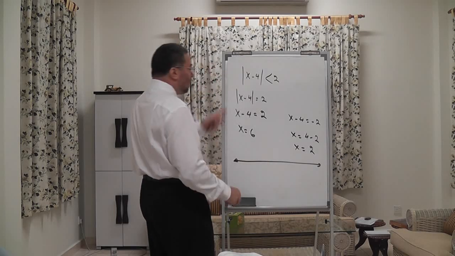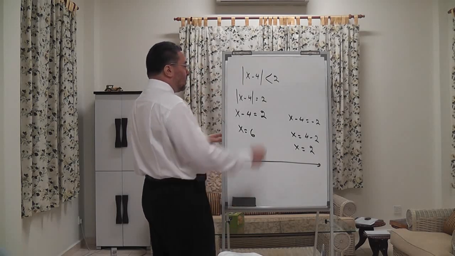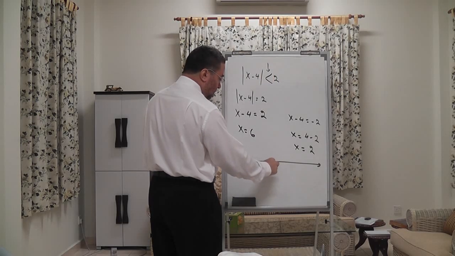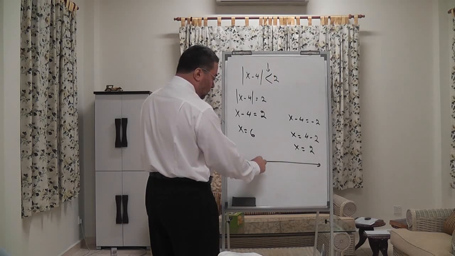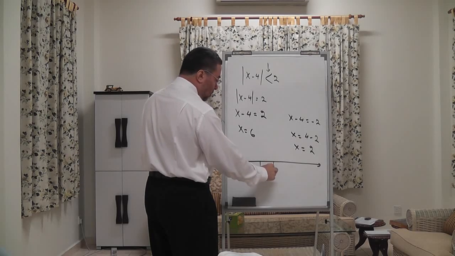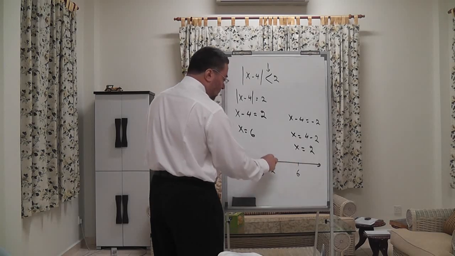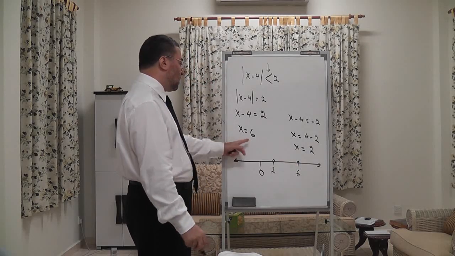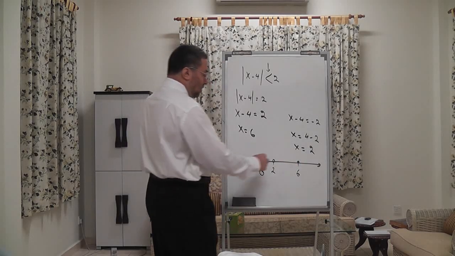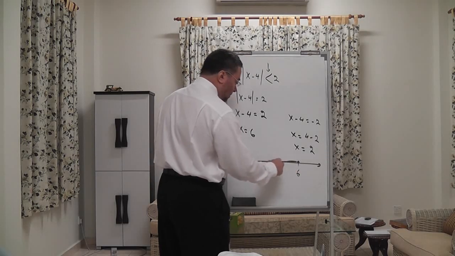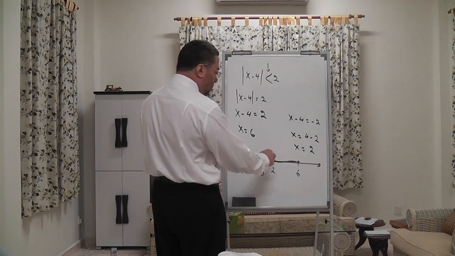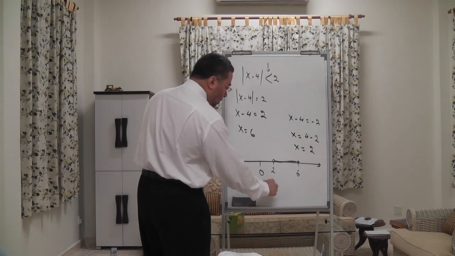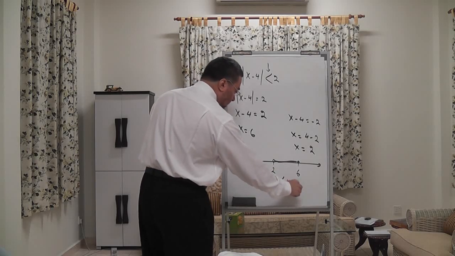and since our inequality is less than, the solution will be between the roots. Both are positive, so we can put our 0 here. 2 and 6 are not included in the solution, and so our solution is this, and we can write our solution in algebraic form as such: 2 less than x less than 6.